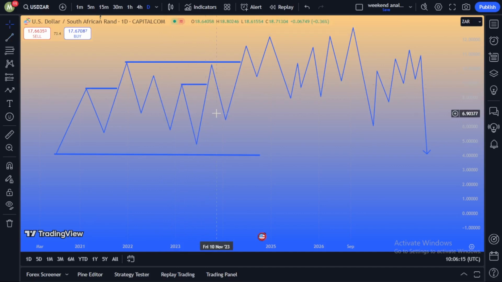A change of character, guys. Price created a change of character. Why? Because you can clearly see that buyers came in strong here and broke structure right here, but now this is no longer a structure. This is a change of character because this happened internally.